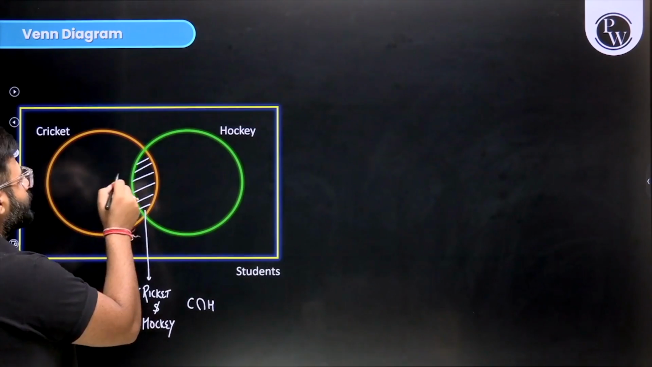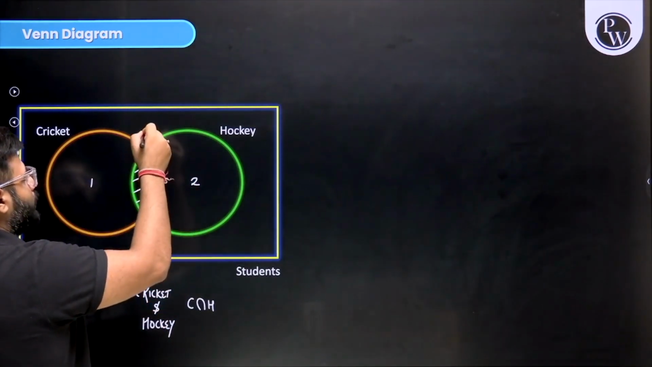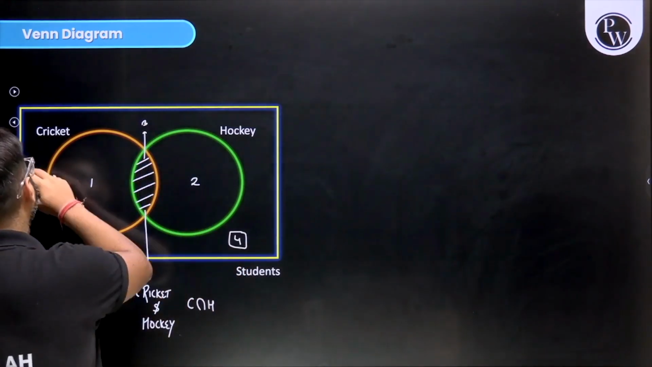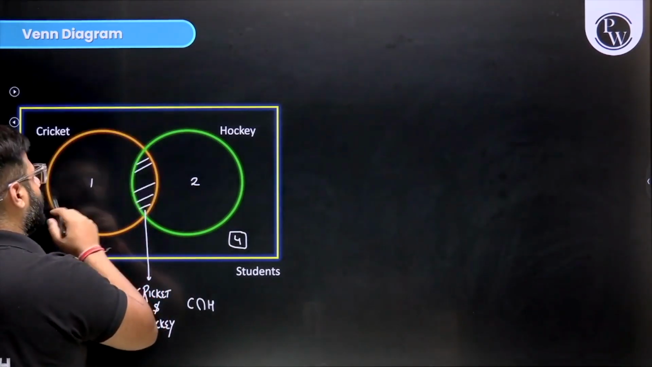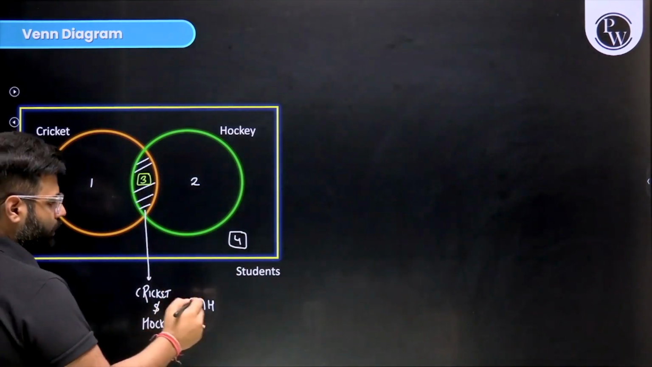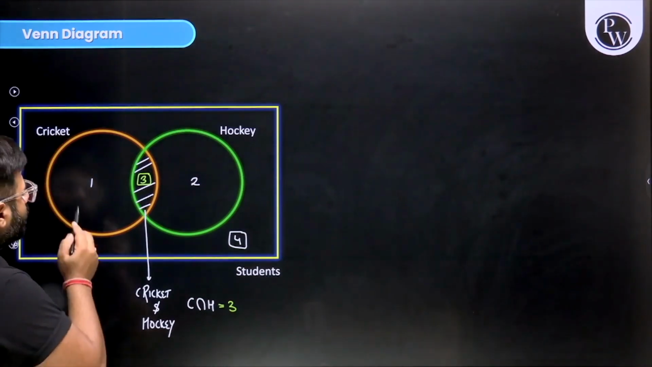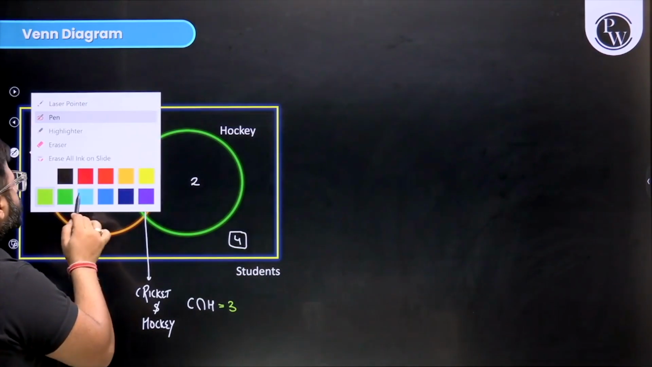Now if I call this region 1, this region 2, and let us say this region 3 and this region 4. In fact, let me just do one thing. Let's take away one line from here and write down 3 over here so that there is no confusion of 3 and 4. So C intersection H simply represents region 3. Can you think of what area this 1 is? 1 is just this part.